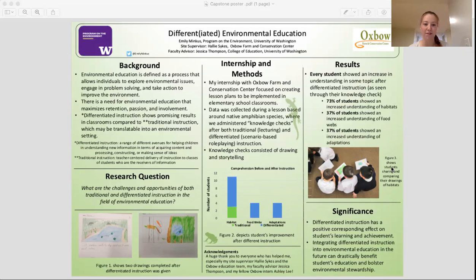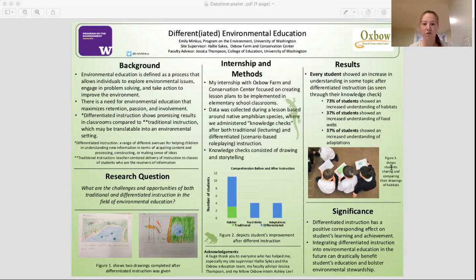Obviously, outdoor experiences have proven most beneficial, but that isn't always accessible to students in all areas or in all seasons. So I wanted to compare different types of in-class instruction methods and how beneficial they were. So over the course of my internship, I used both traditional and differentiated instruction methods in classrooms to gauge students' understanding and passion over the course of a 1.5 hour lesson.